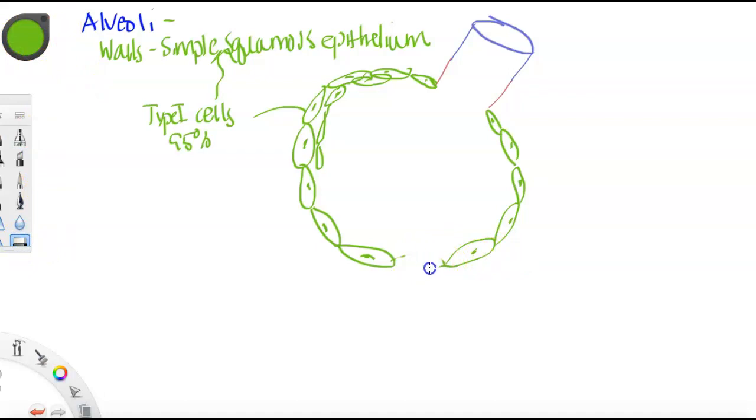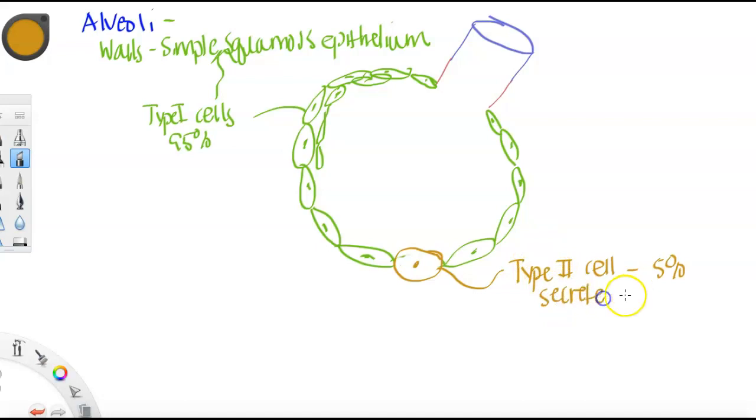So let's make one here. Put a cell here. So this cell is called a type 2 cell, and it's the other 5% of cells in the alveoli. And these cells are important. They do a couple of things, and one of the most important things they do is they secrete something called surfactant.